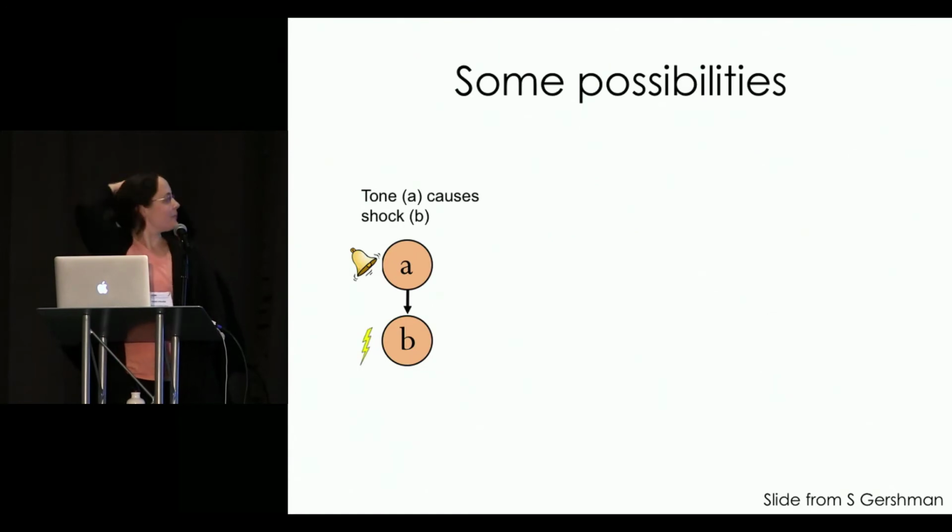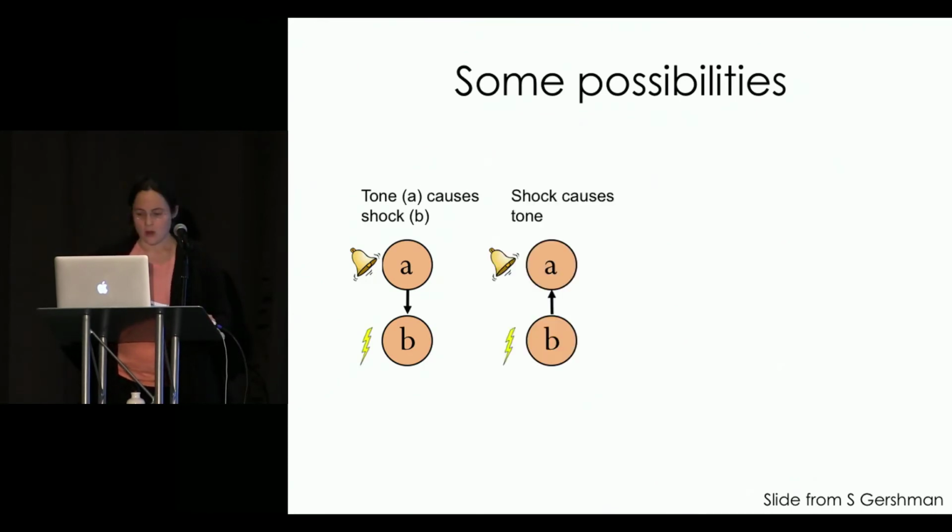Okay, so there's a number of possibilities, right, for representing this. You can represent this as a graphical model here. One might be that the tone causes the shock. Another might be that the shock causes the tone.